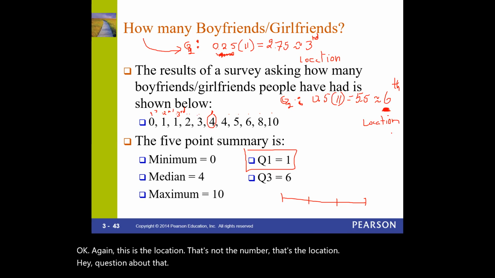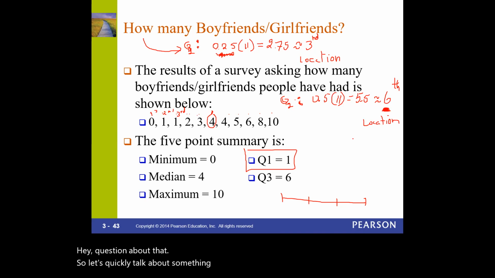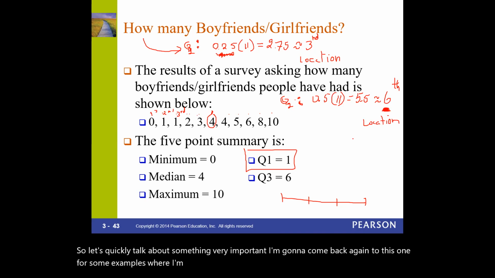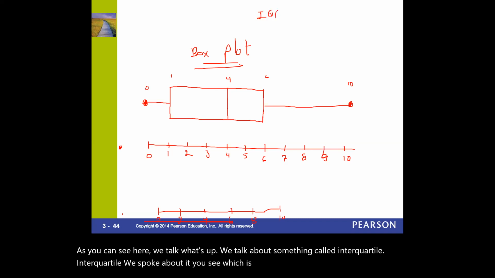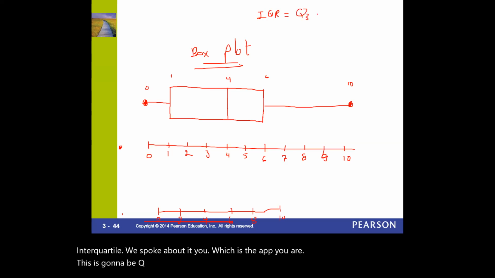Okay. So let's quickly talk about something very important. I'm going to go back again to this one with some examples where I'm going to show you a couple of things. As you can see here, we talk about something called the interquartile range, the IQR, which is Q3 minus Q1. This is the last thing we did in class.